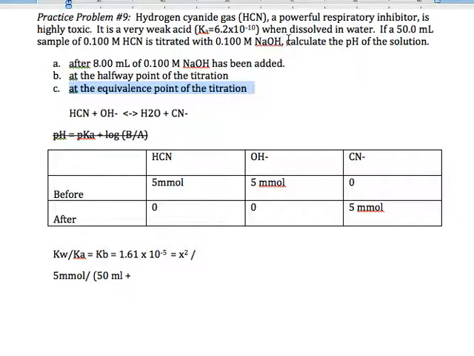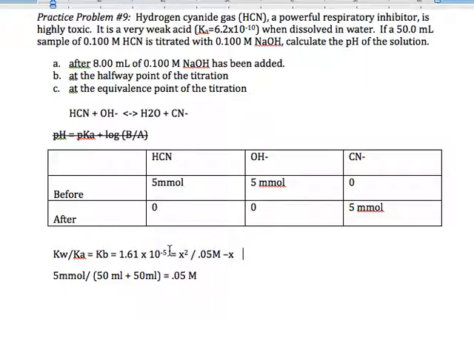Well, this one's a little bit easier because the concentration of the base is the same as the acid. So therefore, the volume must be the same if the moles are the same. So I'm going to add 50 milliliters here. Basically, I'm taking my 5 millimoles divided by my 100 milliliters here, and I get a 0.05 molar solution. So back up here to my Kb, I'm going to put 0.05 molar minus x, and I'm going to solve for x.